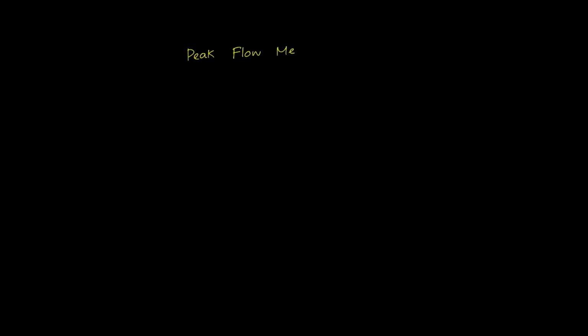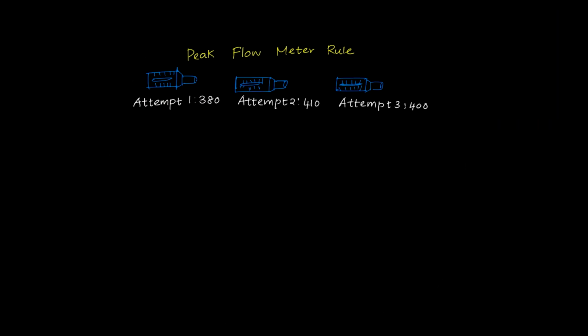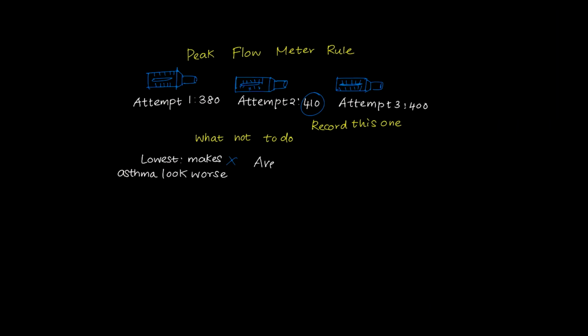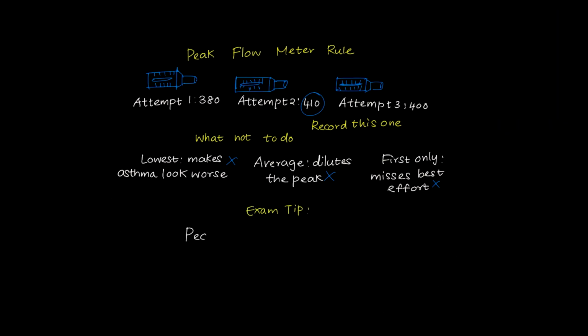Peak flow meter teaching is a favorite exam topic because the rule is simple, but students mix it up. After 3 attempts in a row, the patient records the highest reading. The highest reading reflects the patient's true peak airway capacity on that day. Recording the lowest would pull the numbers down from fatigue or poor technique, making asthma look worse than it is. Averaging dilutes the best effort with weaker tries and smooths out meaningful changes. Taking only the first attempt skips the whole point of repeating the maneuver, which is to capture the best the patient can produce. Consistent tracking depends on the highest value each day, so zones and action plans stay accurate.